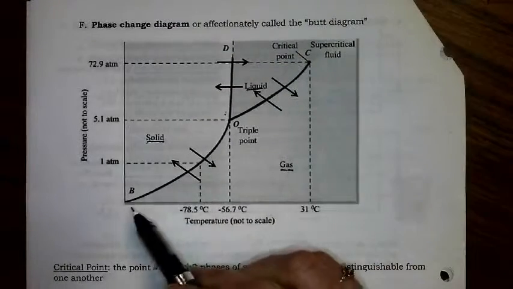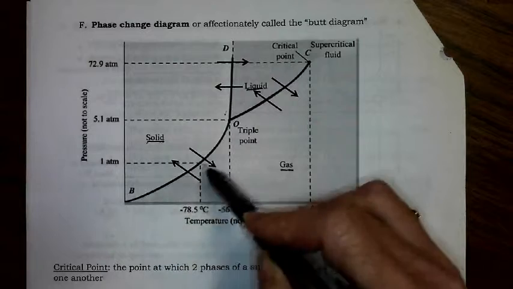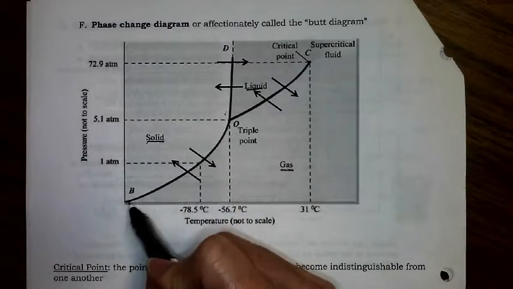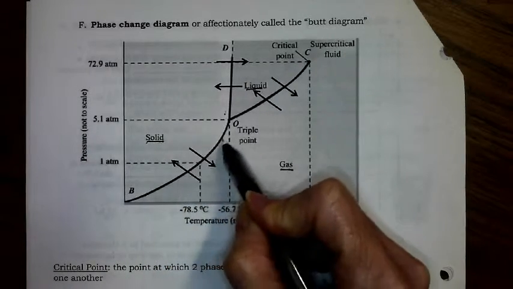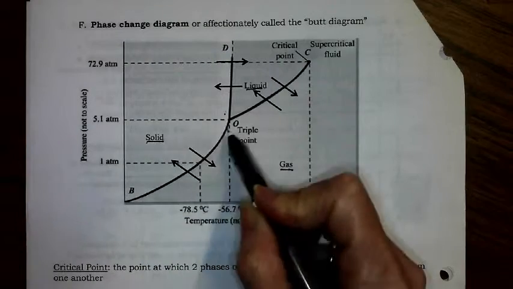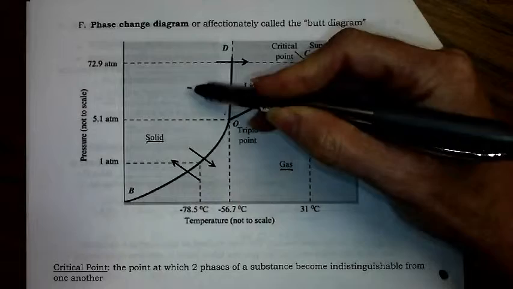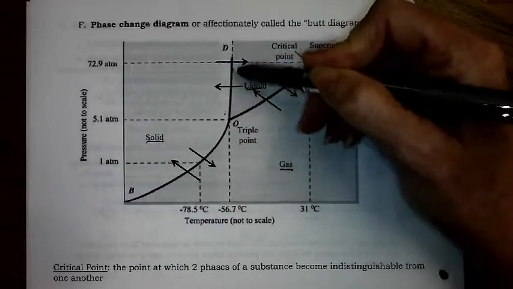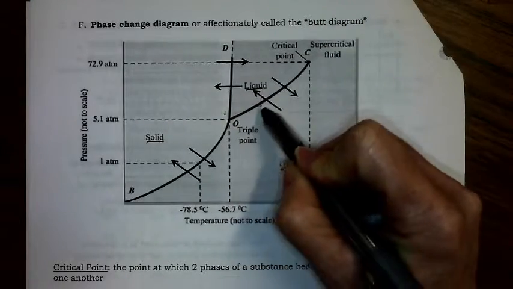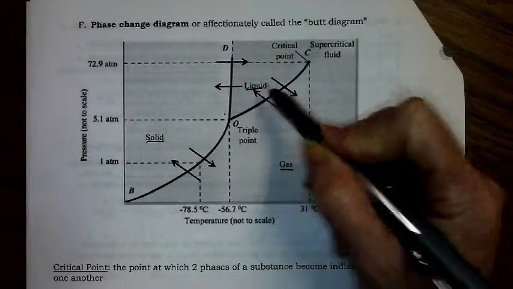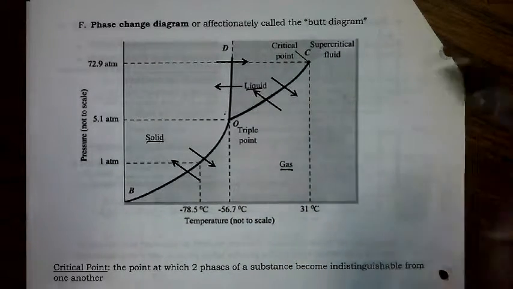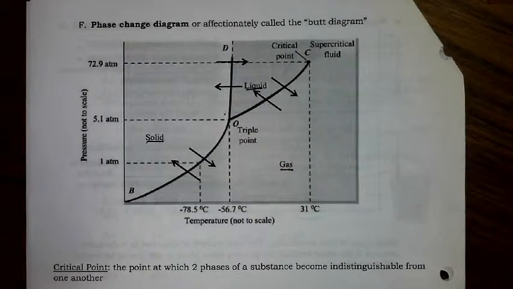So let's see what happens, like these lines here. So this line right here separates solid and gas phase. This line right here separates the solid from the liquid phase. And this line right here separates the liquid from the gas phase. So we can actually label our phase changes that we already know.